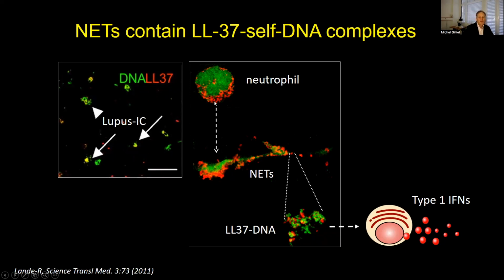They originate from neutrophils, which have here in orange L37, and they are able to release it in the context of neutrophil extracellular trap formation, where they extrude very large amounts of DNA coupled with L37. And these complexes are then able to activate PDC to produce type 1 interferons. And they are at the origin of the immune complexes.